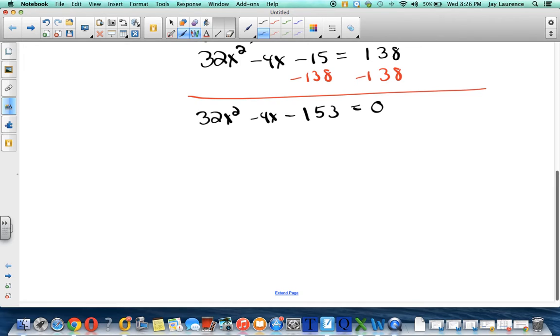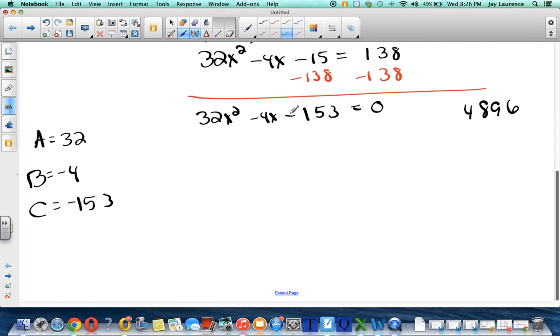So I'm going to write down A, B, and C, right? A is going to be 32, B is going to equal negative 4, and C is going to equal negative 153. I'm going to multiply 153 times 32, and I'm ignoring the negative right now. Ignore the negative, but I do know that when I do this, I'm going to have to subtract. Now, because I'm subtracting, I need the difference of these two factors to be only 4.